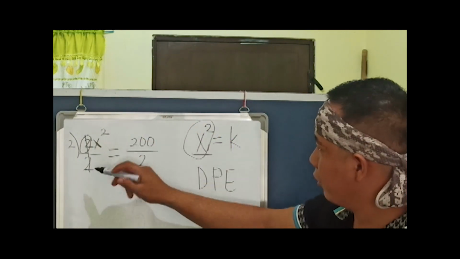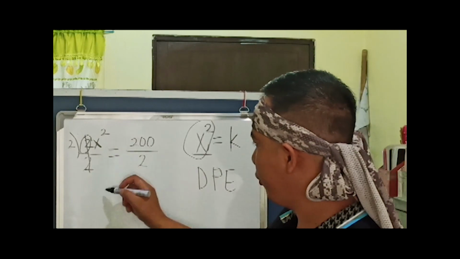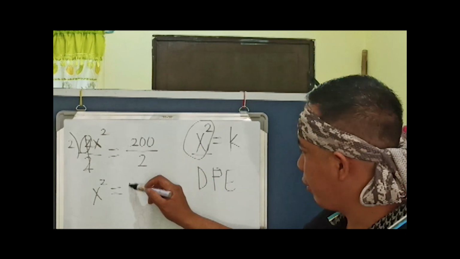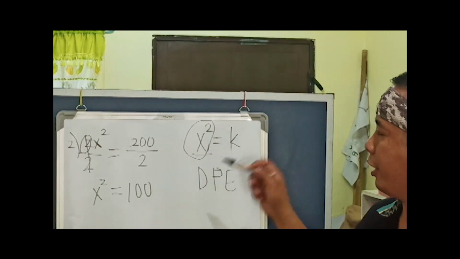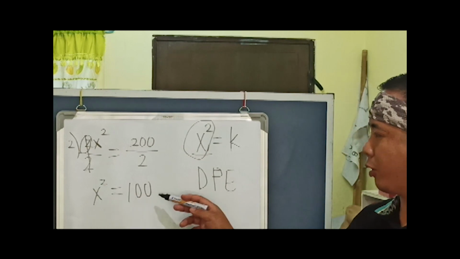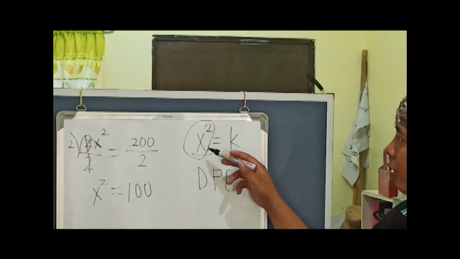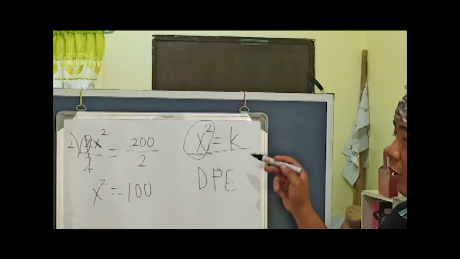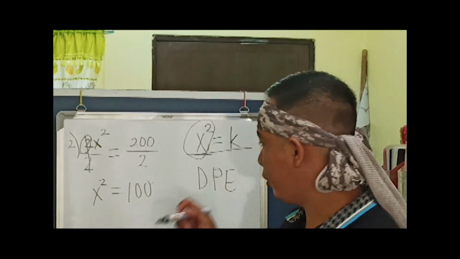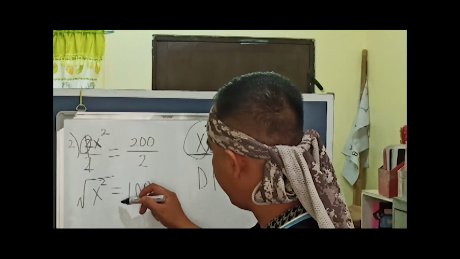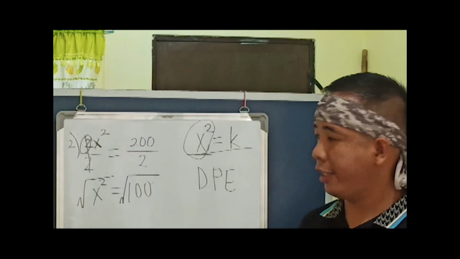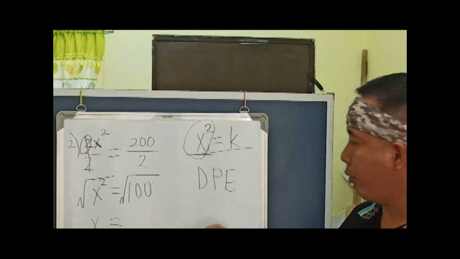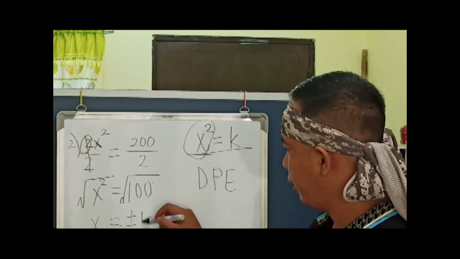Now, we can cancel 2 because 2 divided by 2 is equal to 1. So, we have x squared. And what is 200 divided by 2? That is equal to 100. Yes, if we look at this form, x squared equals 100, it is very clear that it follows the form x squared is equal to k. So now, if we are sure that we already have this form, the next step is to extract the roots. So the square root of x squared and the square root of 100. Again, the square root of x squared is equal to x. And then the square root of 100 is equal to plus minus 10.